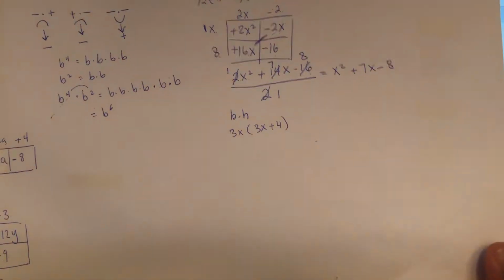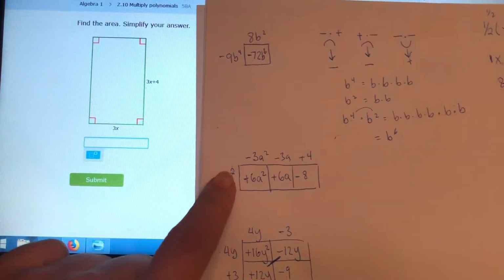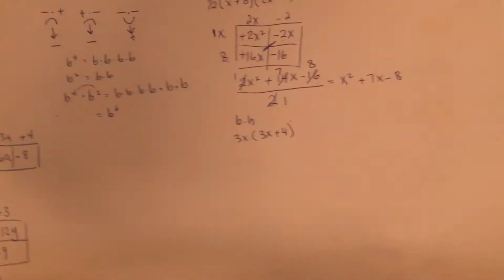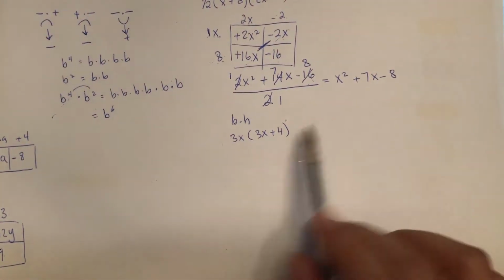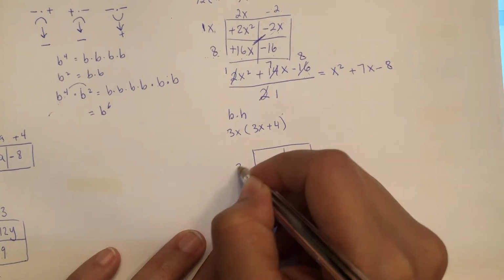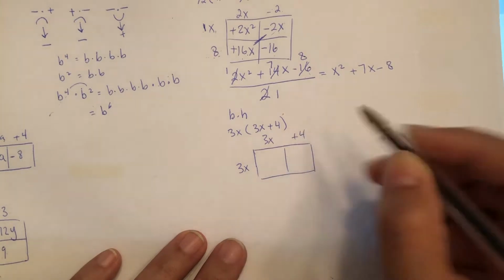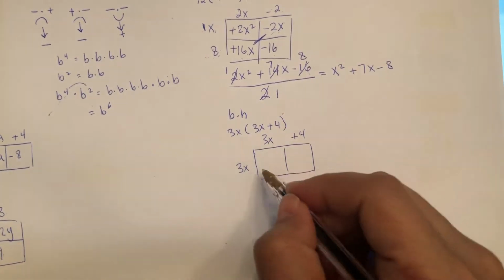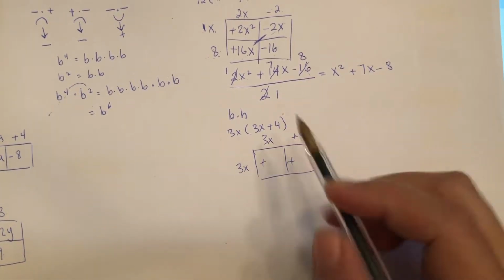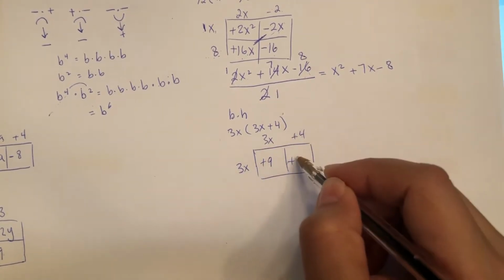And then it becomes what we've been working on previously, right? So it's just like this box, for example. Okay. So I need a 1 by 2 box. I have 3x here, and here I have 3x plus 4. All right, do my signs. Positive, positive is a positive. Positive, positive is a positive. Do my numbers. 3 times 3 is 9. 3 times 4 is 12.